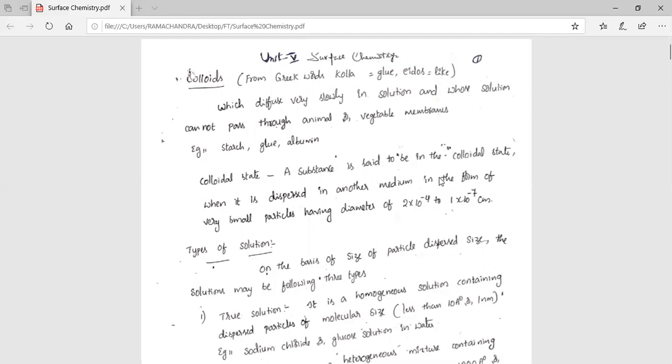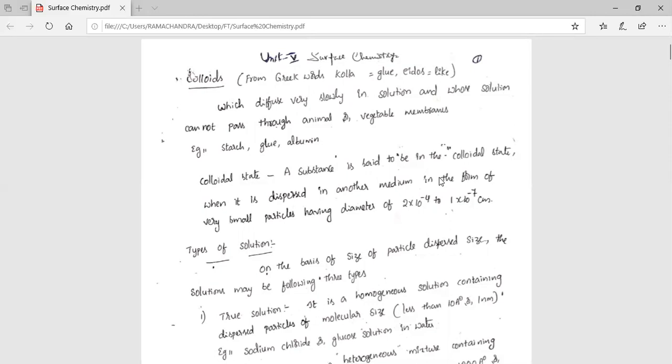And heterogeneous catalysis, found in the catalytic converters used for cleaning emissions in automobile exhausts. So this is about the introduction of surface chemistry. So let's see the definition of surface chemistry.